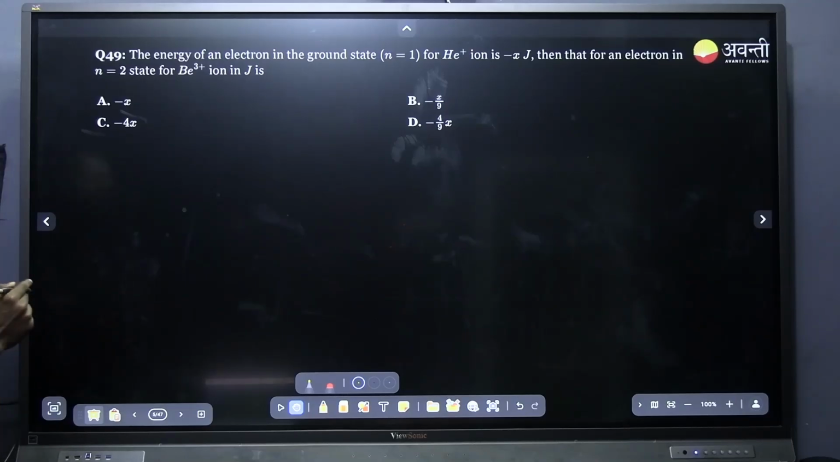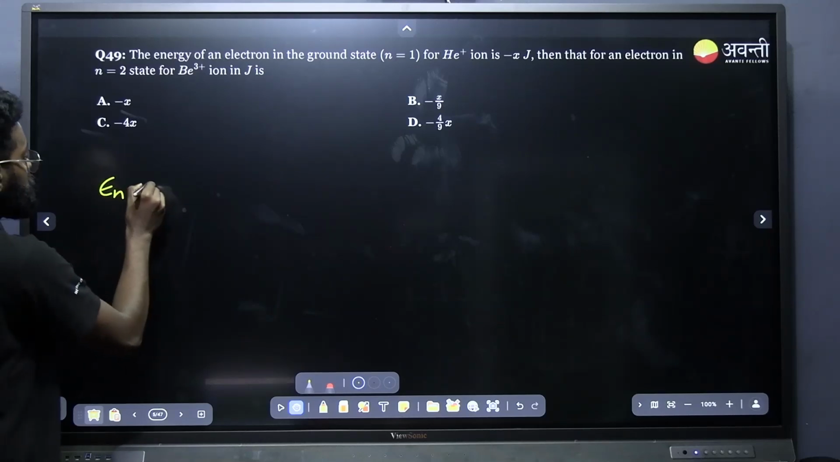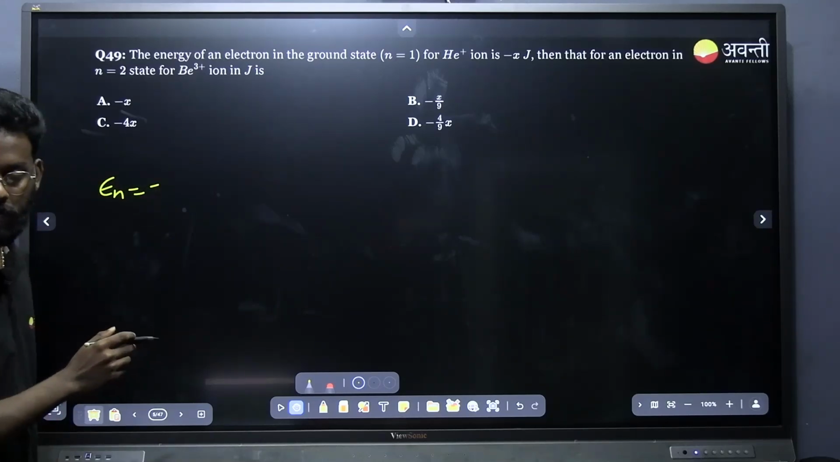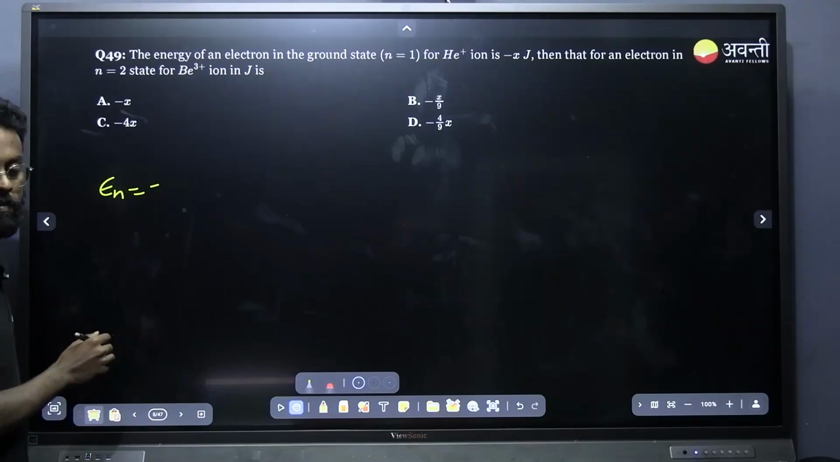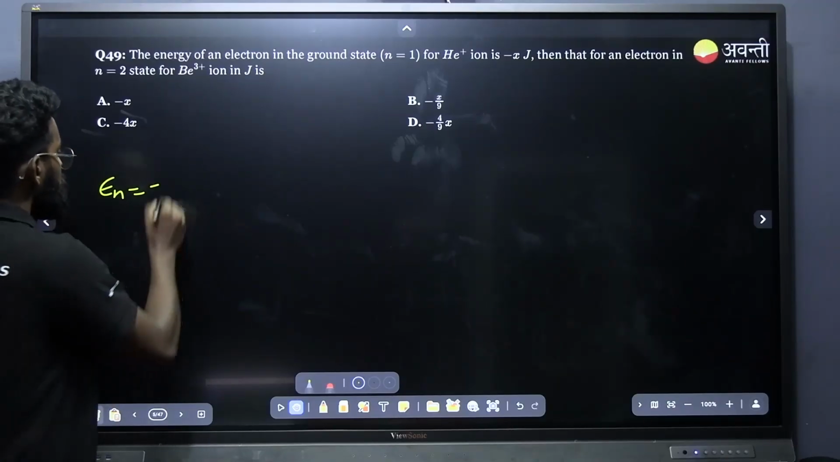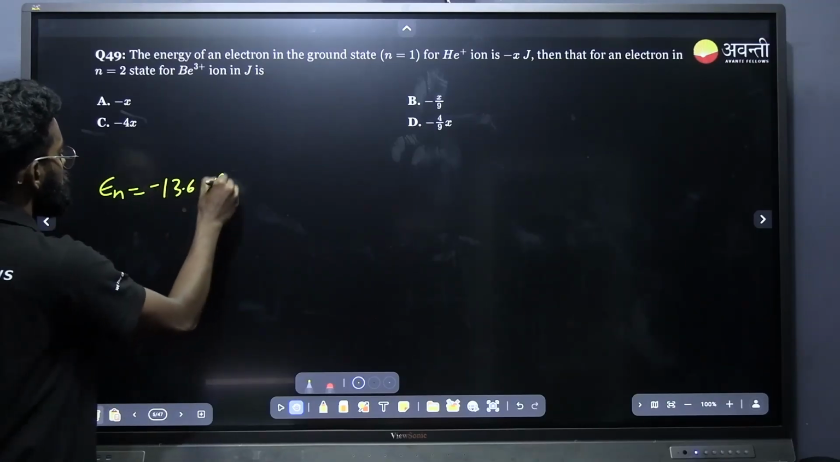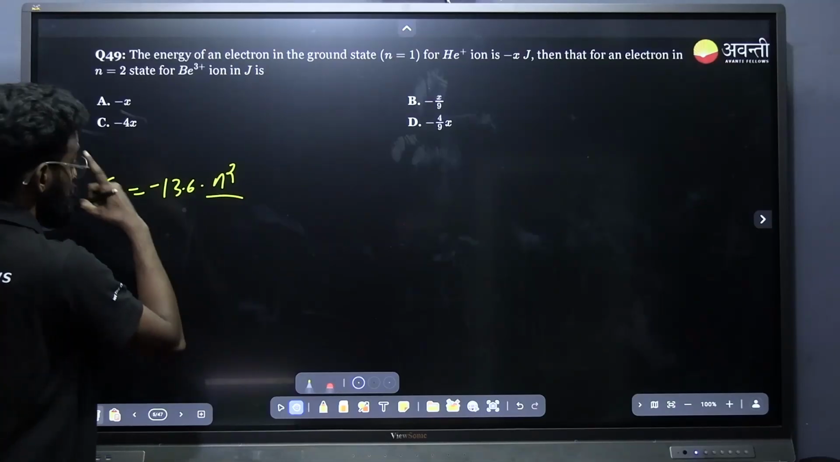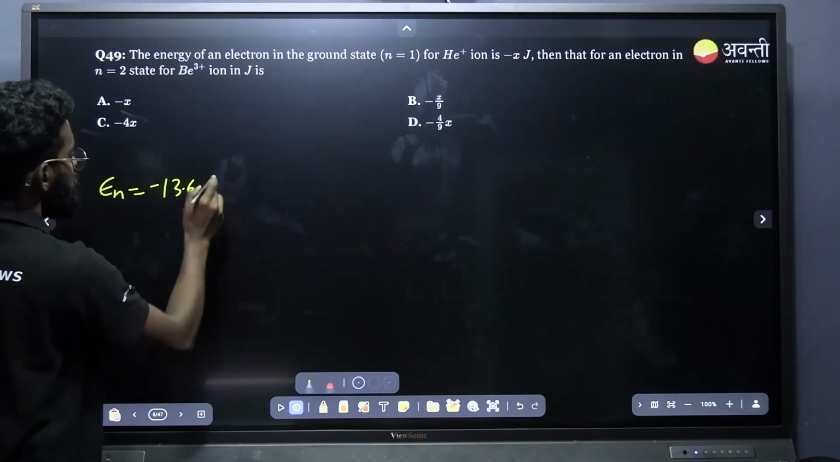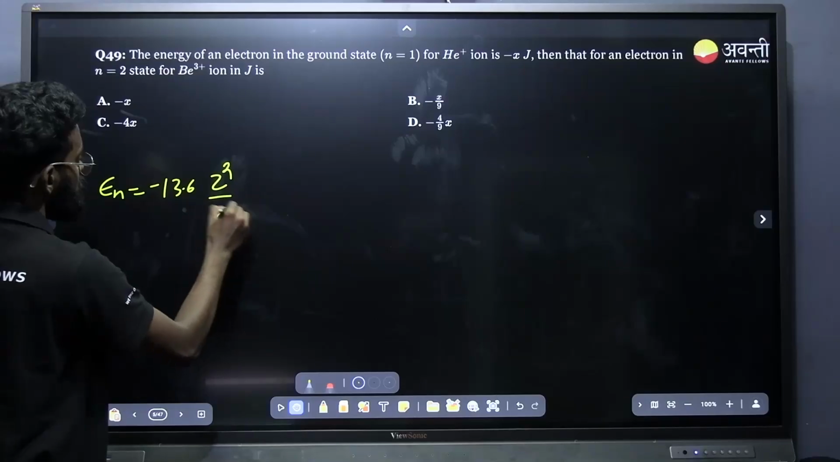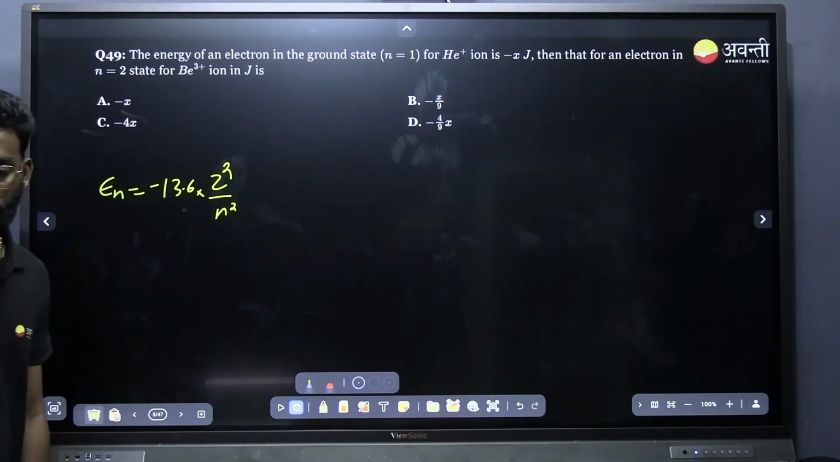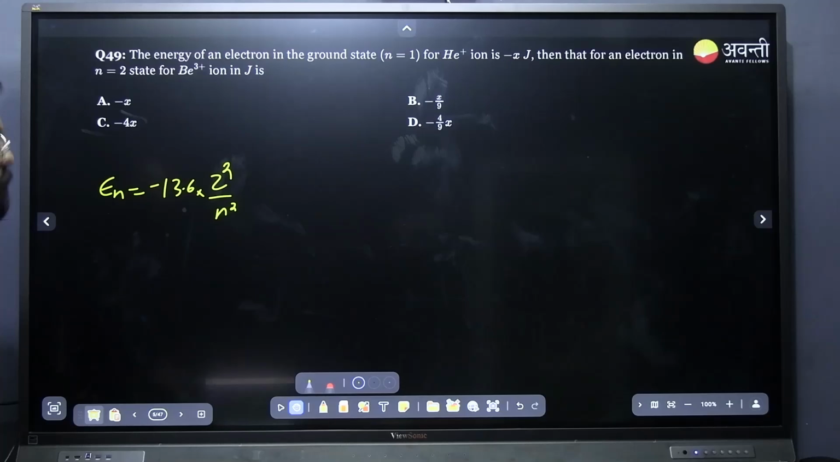Energy of an electron in its ground state, n is equal to 1, for helium it is minus x joule. For energy we have to find En, which is equal to minus 13.6 into Z square by n square, right? This is the energy equation. Yes or no?